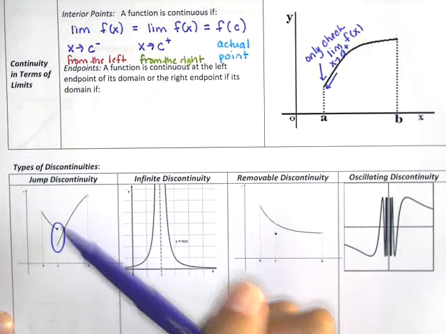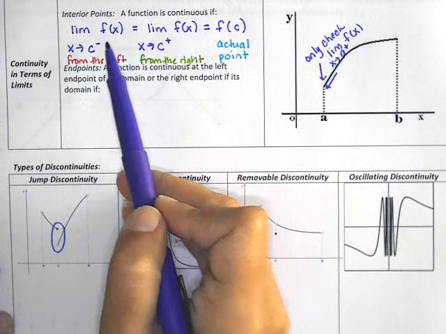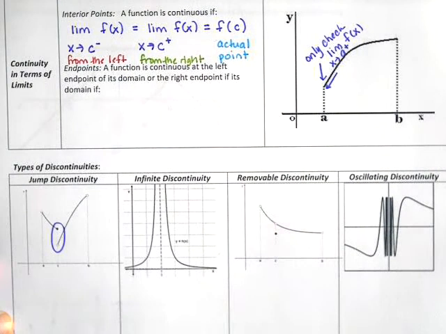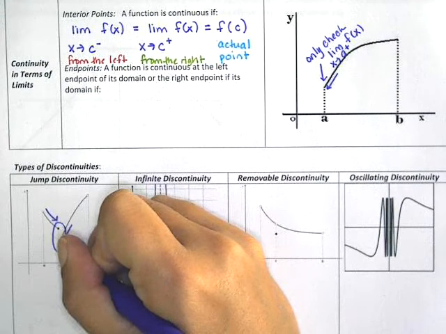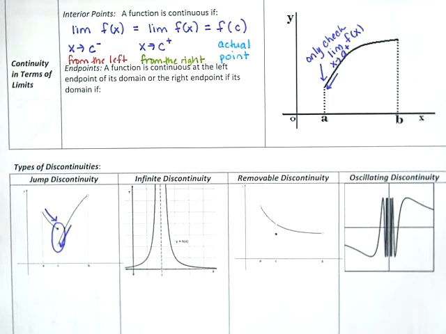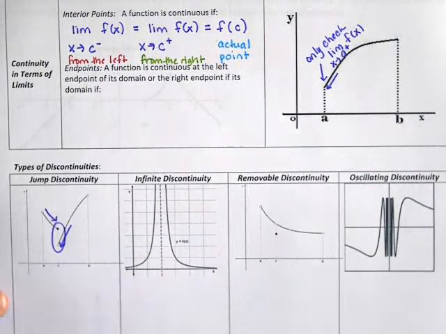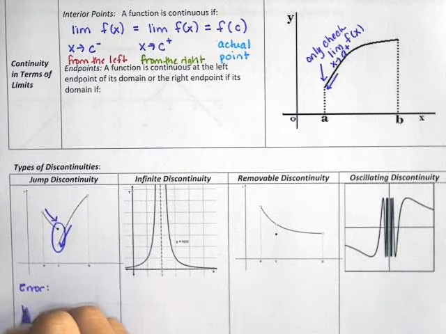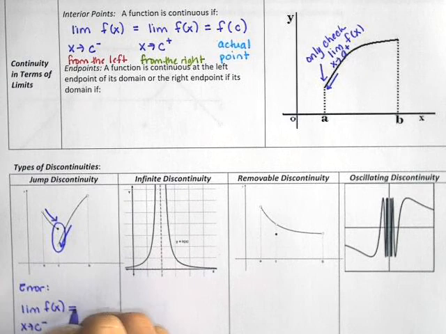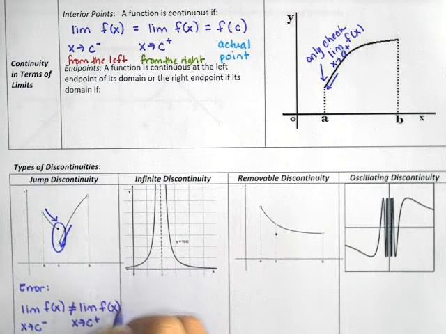This graph violates the fact that the limit from the left and the limit from the right are not the same. If I approach from the left, and if I approach from the right, the arrows do not point to the same place. So we would say that the error is that the limit as x approaches c from the left does not equal the limit as x approaches c from the right.